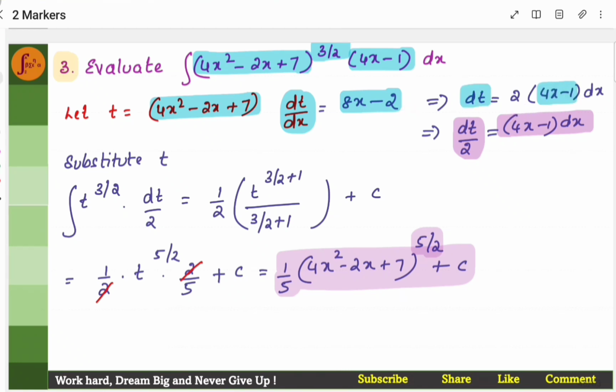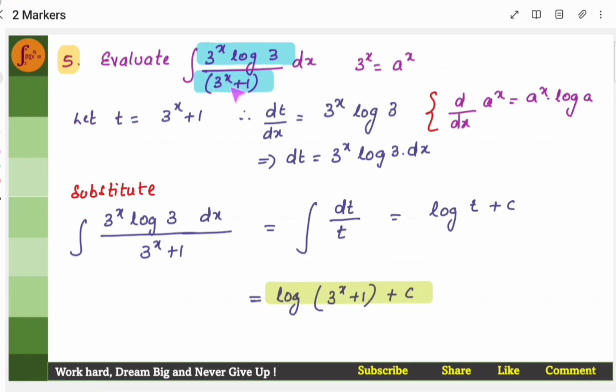You bring 2 this side. Why am I bringing 2 this side? If I bring 2 this side, it's going to become dt by 2 and I'm going to get (4x minus 1) dx. Here I have (4x minus 1) dx, right? So instead of (4x minus 1) dx, I'll substitute dt by 2 like this, and instead of this function, I'll put t and then have this power 3 by 2. That's all. And then I find the integral using the integral formula.